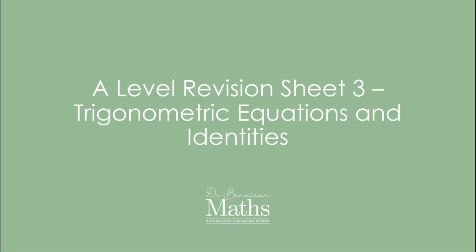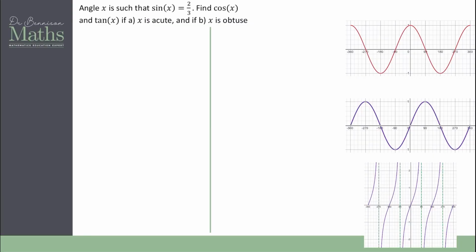Okay, so here's an extra example of those kind of questions where we're finding cos and tan or sine given one of them for an angle, just to highlight what difference it being acute, obtuse or reflex makes. So here, I know that angle x is such that sine x is 2/3. Find cos and tan x if x is acute.